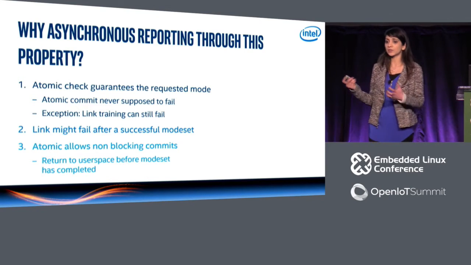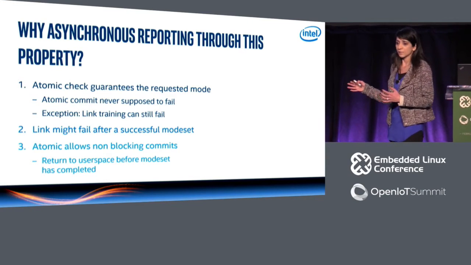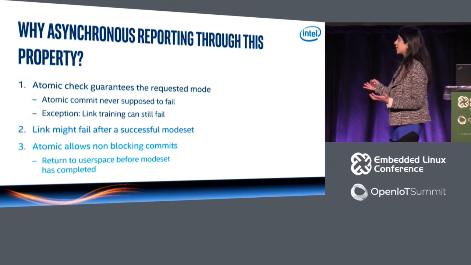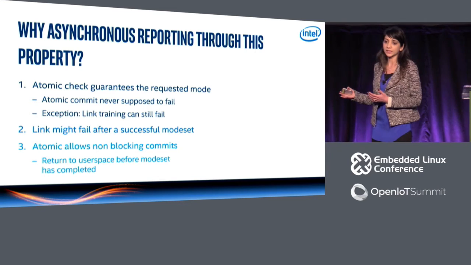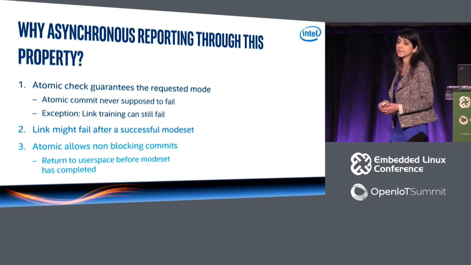Then atomic allows non-blocking commits. What that means is you can return control to user space without actually finishing the mode set. So what if the link training fails during or after the mode set? There's no way that user space is going to know without having this link status property.